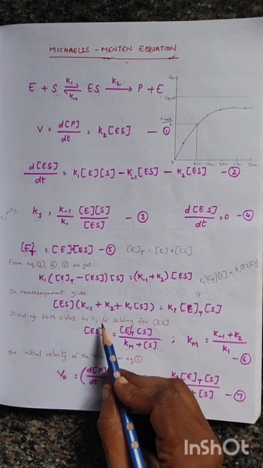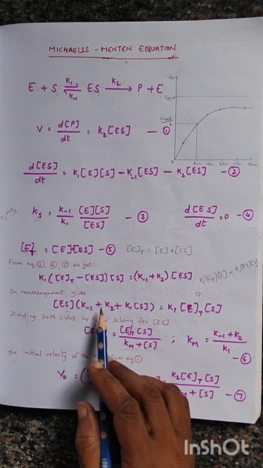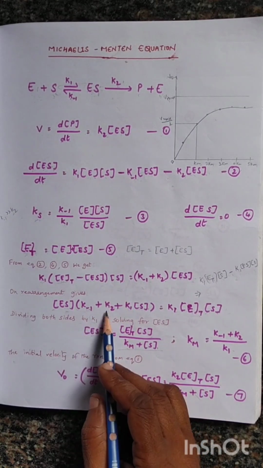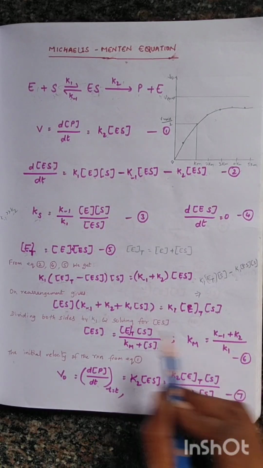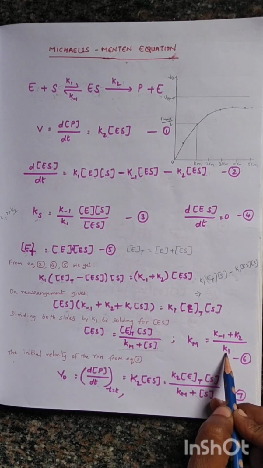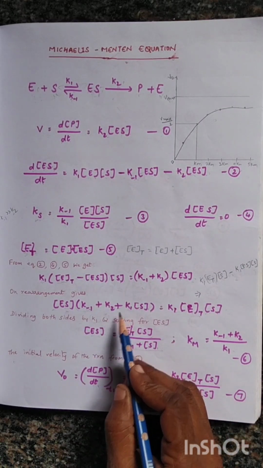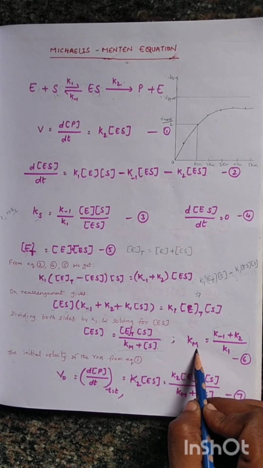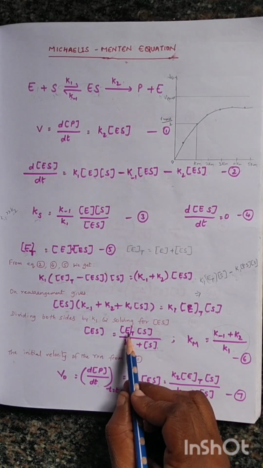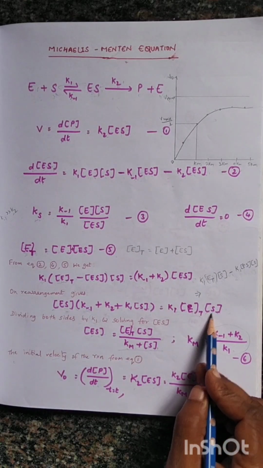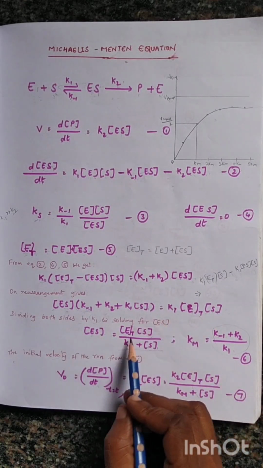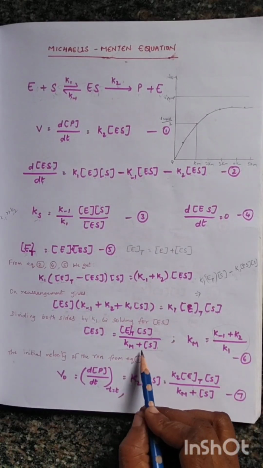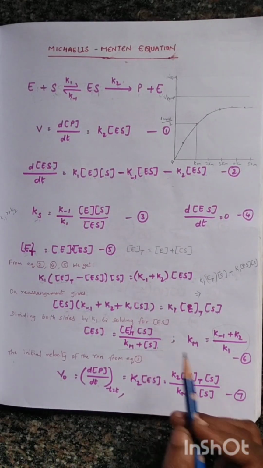This K1 and this K1 will get cancelled, and when we open the braces, the expression becomes K minus 1 plus K2 by K1. Since we have divided by K1, this whole term is represented by Km. So E total into concentration of S divided by Km plus concentration of substrate.